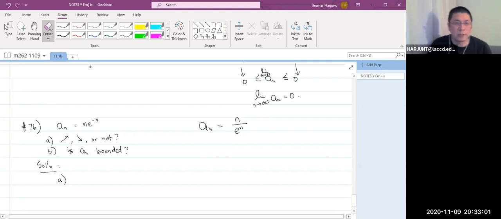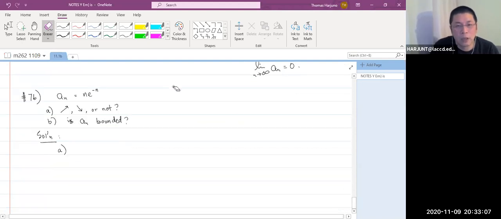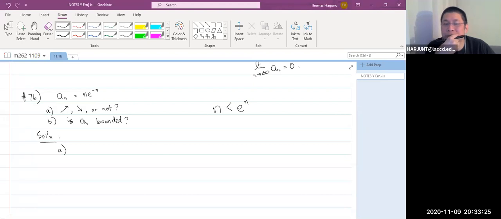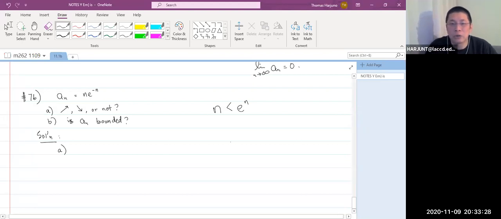But how to prove this? I need to compare n and e to the n. This is always true though, right? Do you think so? When n equals 1, that's true. When n equals 2, it's true, and so on and so forth. So later on, we'll have n over e to the n is bounded above by 1. And both of them are positive, so it's bounded below also. Okay, then part B is actually solved, right?